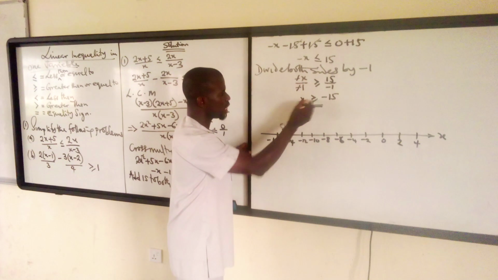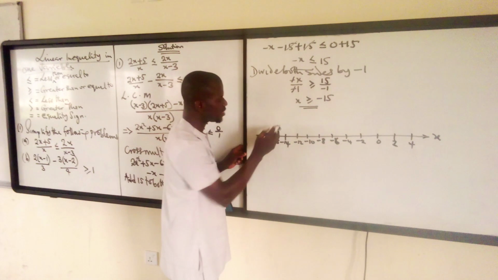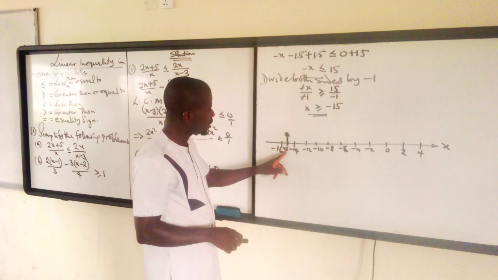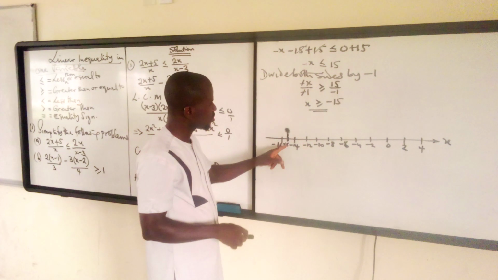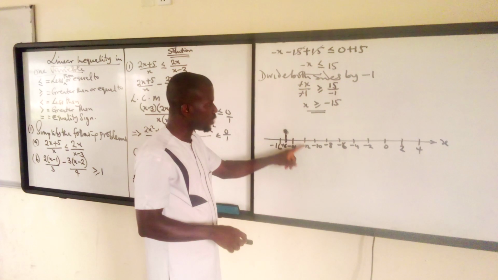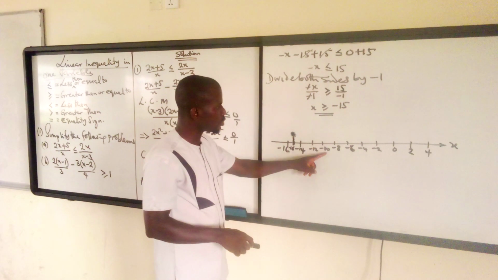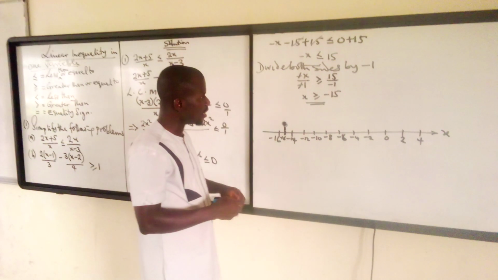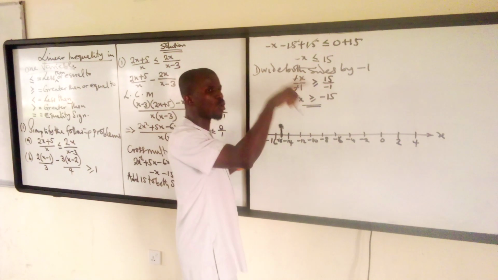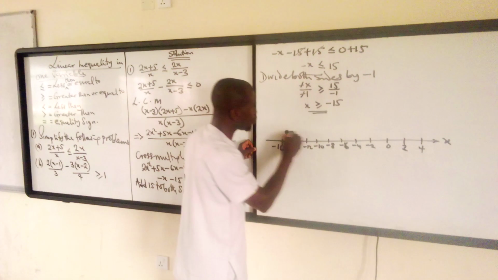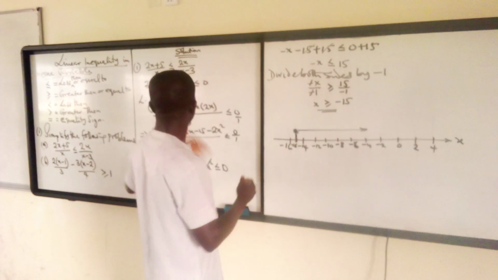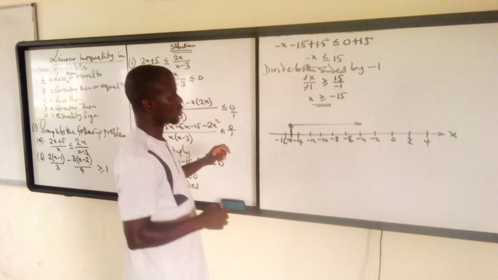So since I have it this way, I will darken here and take my arrow towards the direction. Right now, this is minus 15 at this particular point. I darken it. Minus 14 is bigger than minus 15. Minus 12 is bigger than minus 15. Minus 10 is bigger than minus 15. Hence, my arrow goes this way. Hence, the value of my x will be greater than or equal to minus 15. So, I move this way. This is the line graph representing this particular inequality.